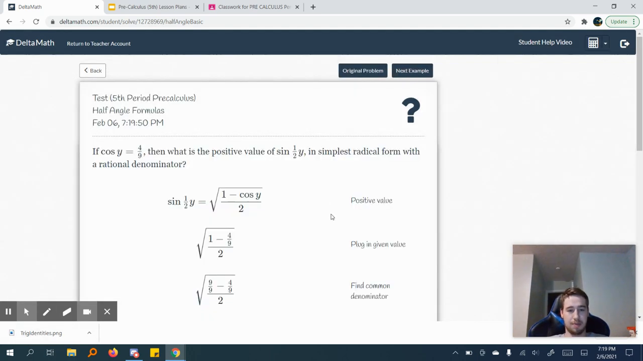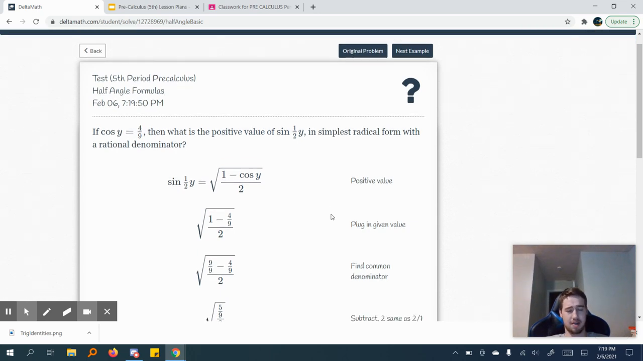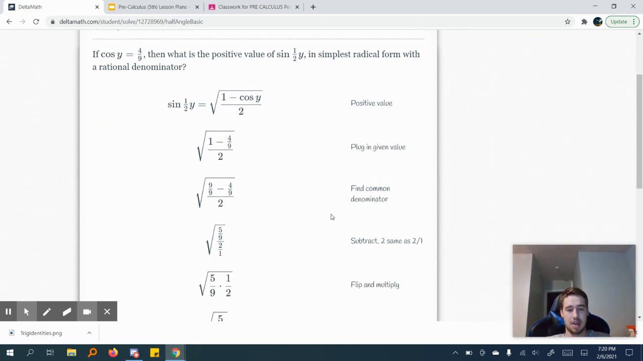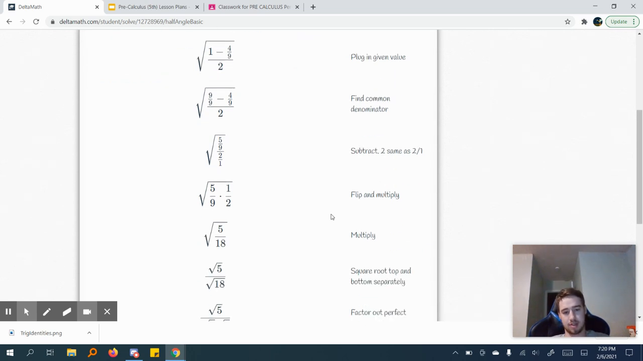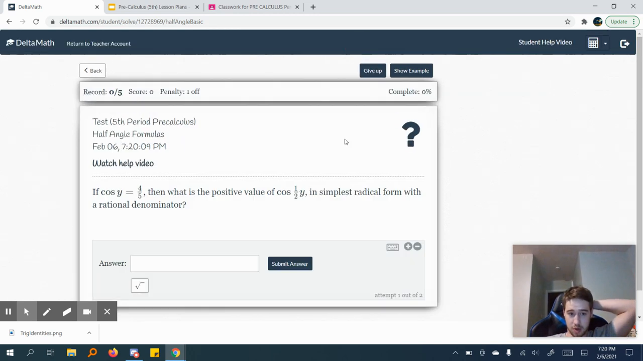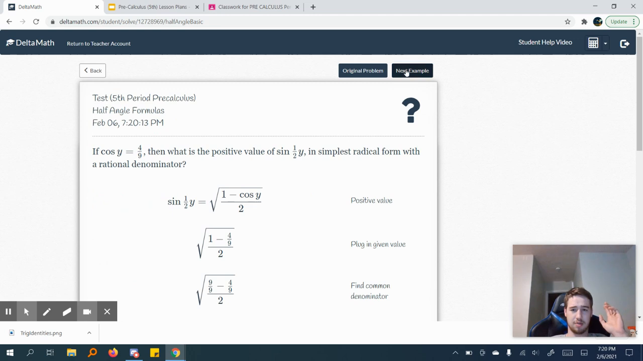So, under examples, sine of 1/2 of y is going to be the square root of 1 minus cosine y divided by 2. And there are a handful of ways to look at this. What we're going to do with this problem. Oh, let's actually check another one because this is the sine half angle. Here's tangent, here's cosine. This one is the square root of 1 plus cosine x over 2.